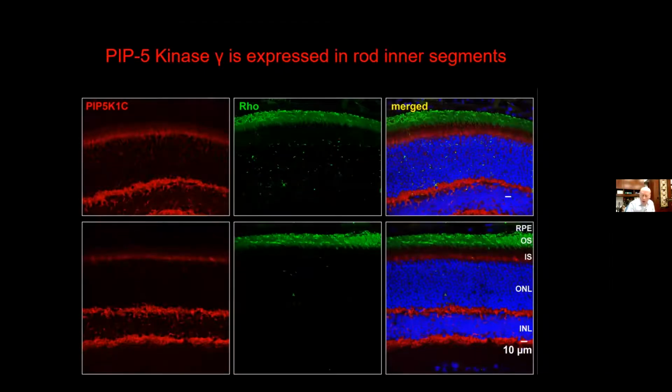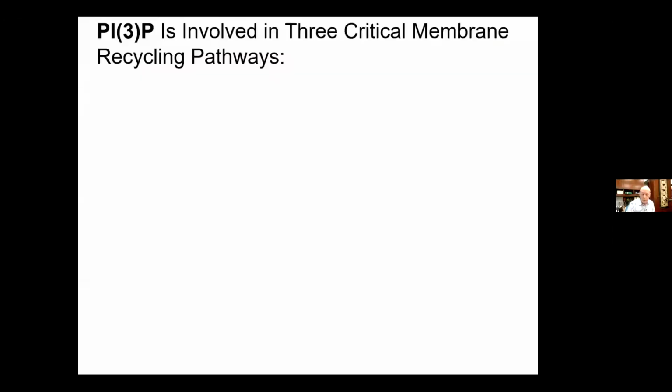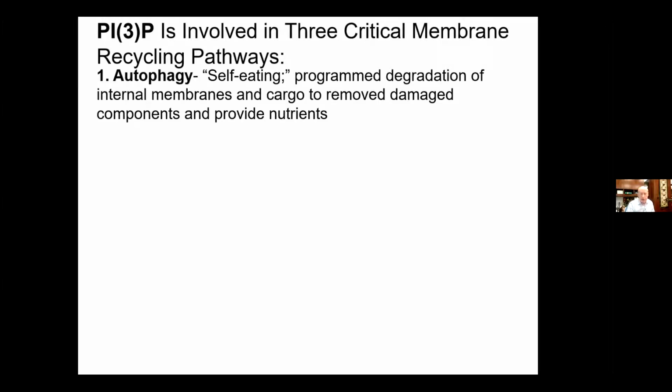And this is as far as we've gotten on PIP2. So there's a lot more to come here. Now, moving on to PI3P, the interest in this lipid comes primarily from its involvement in 3 different critical membrane recycling pathways. And the first of these is autophagy.